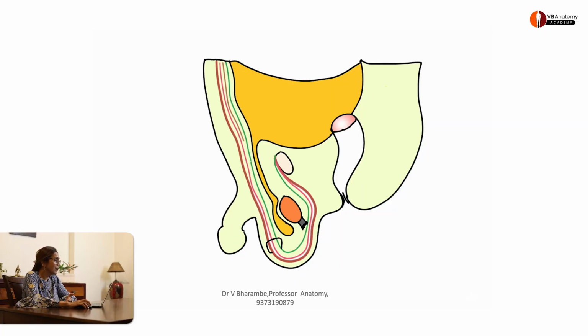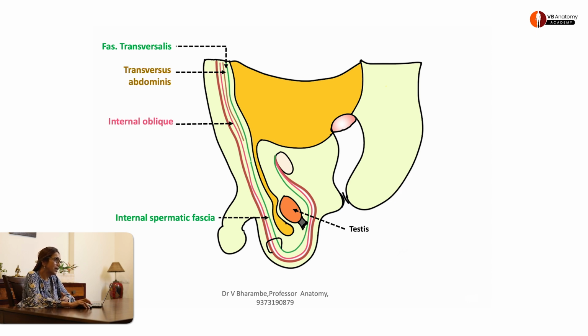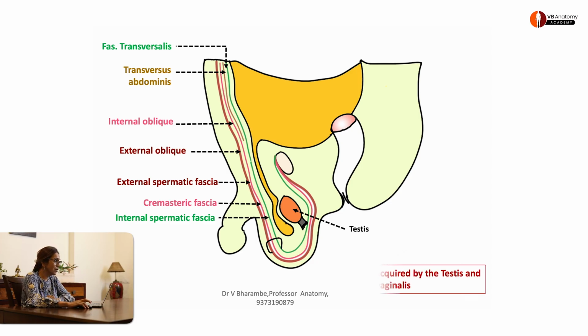Question is, are these the only coverings for this precious gonad? No. As the testis descends, it also acquires more coverings. Come take a look. So this is the descended testes. As it passes through fascia transversalis, it acquires an internal spermatic fascia. As it passes through the internal oblique muscle, it acquires the cremasteric fascia. As it passes through the external oblique, it acquires the external spermatic fascia. So the testis is not only covered by tunica vaginalis, it's covered by 3 more coverings which are acquired as it was descending through the inguinal canal.